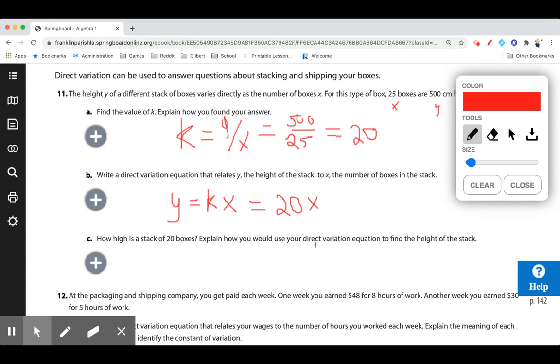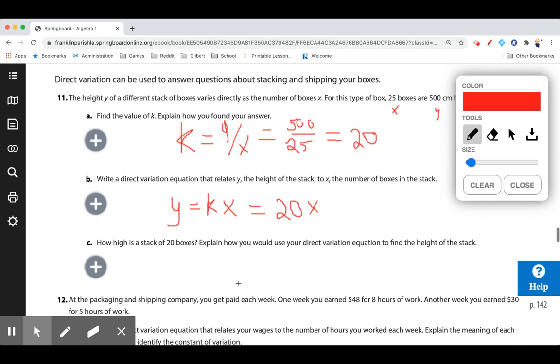How high is a stack of 20 boxes? Okay, it would be 20 times 20. So y equals 20 times 20. And what is 20 times 20? 10 times 20 is 200. 20 times 20 would be double that, so it is 400. 400 centimeters.